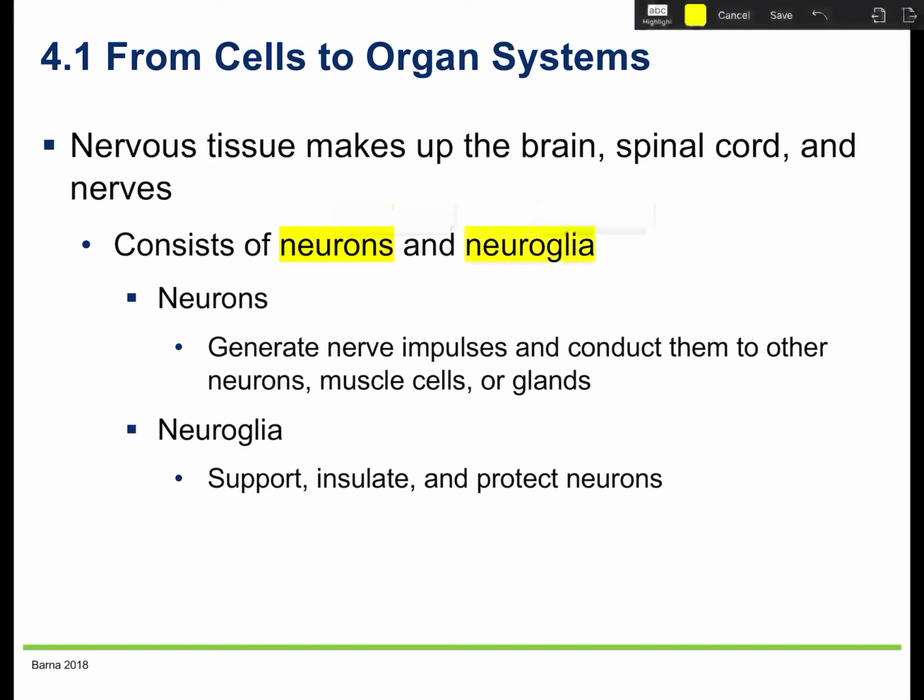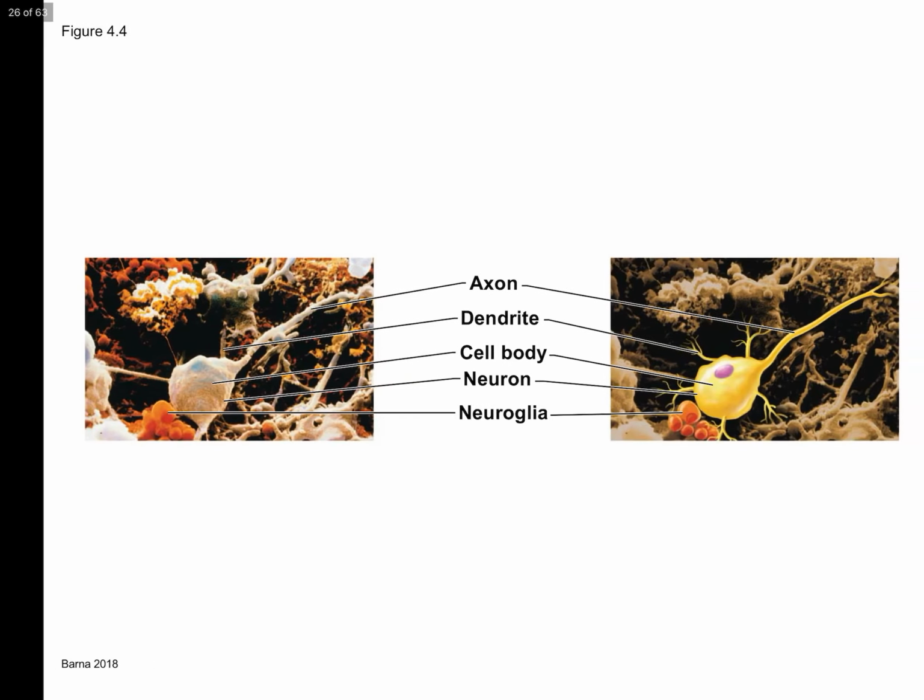And so these neurons are your nerve cells. They're going to generate nerve impulses. It allows our brain to communicate with our muscle cells, our glands, and parts of our body. Neuroglial cells are going to support and protect those neurons.